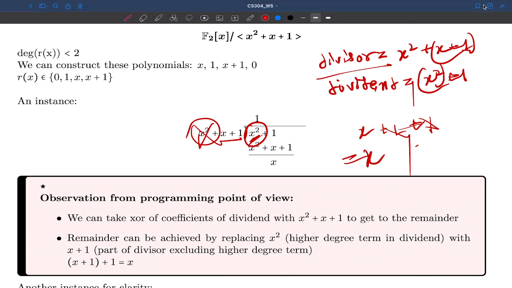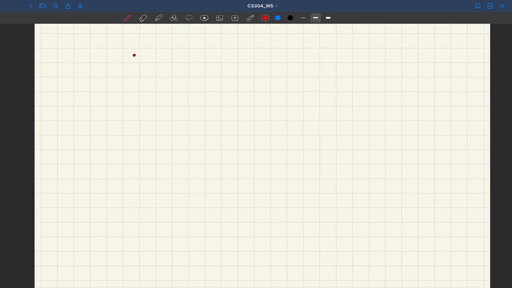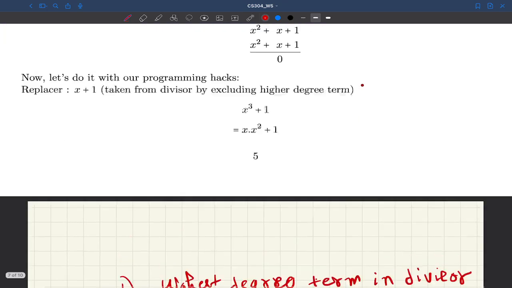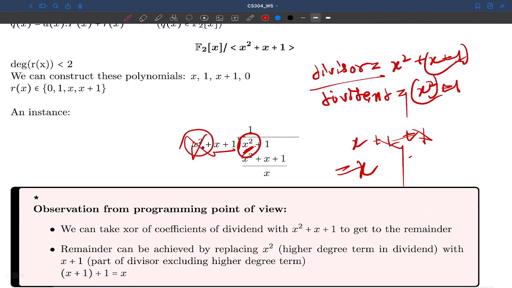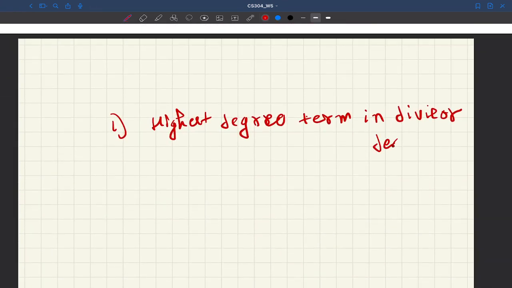Let me write it for you. So step 1 is look for the highest degree term in the divisor. Okay, here in this example, the highest degree term was x square. So let's say that highest degree is m.